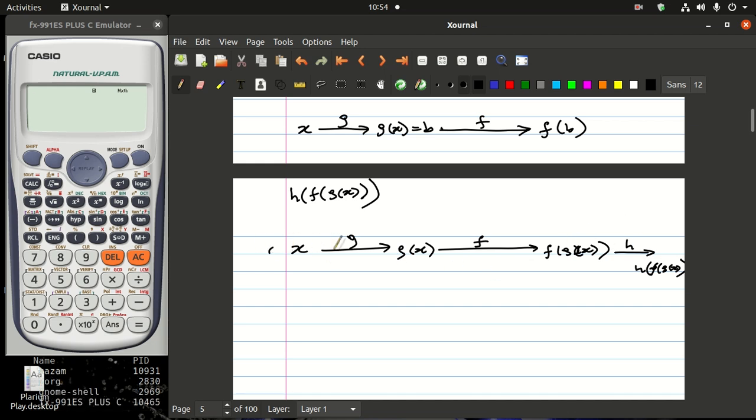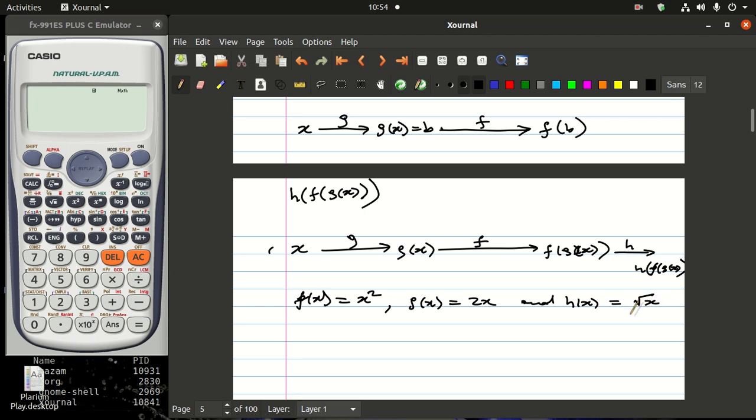So I take this, plug it inside, and get an output. Let's say now I have an example where f of x is equal to x squared, g of x is equal to 2x, and h of x is equal to the root of x, right?